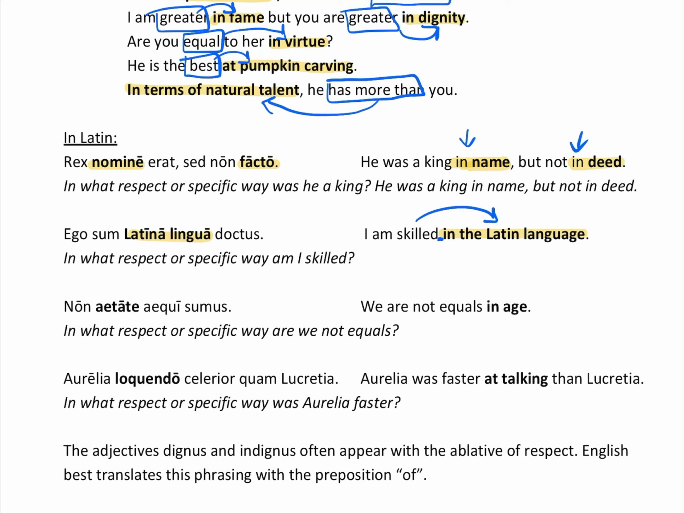Non aetate aequales sumus. We are not equals in age. So, again here, how is it describing? Not being equals, right? What are we not equals in? In age. How is it true? How is it true that we're not equals? We're not equals in age. So, in what specific way are we not equals?